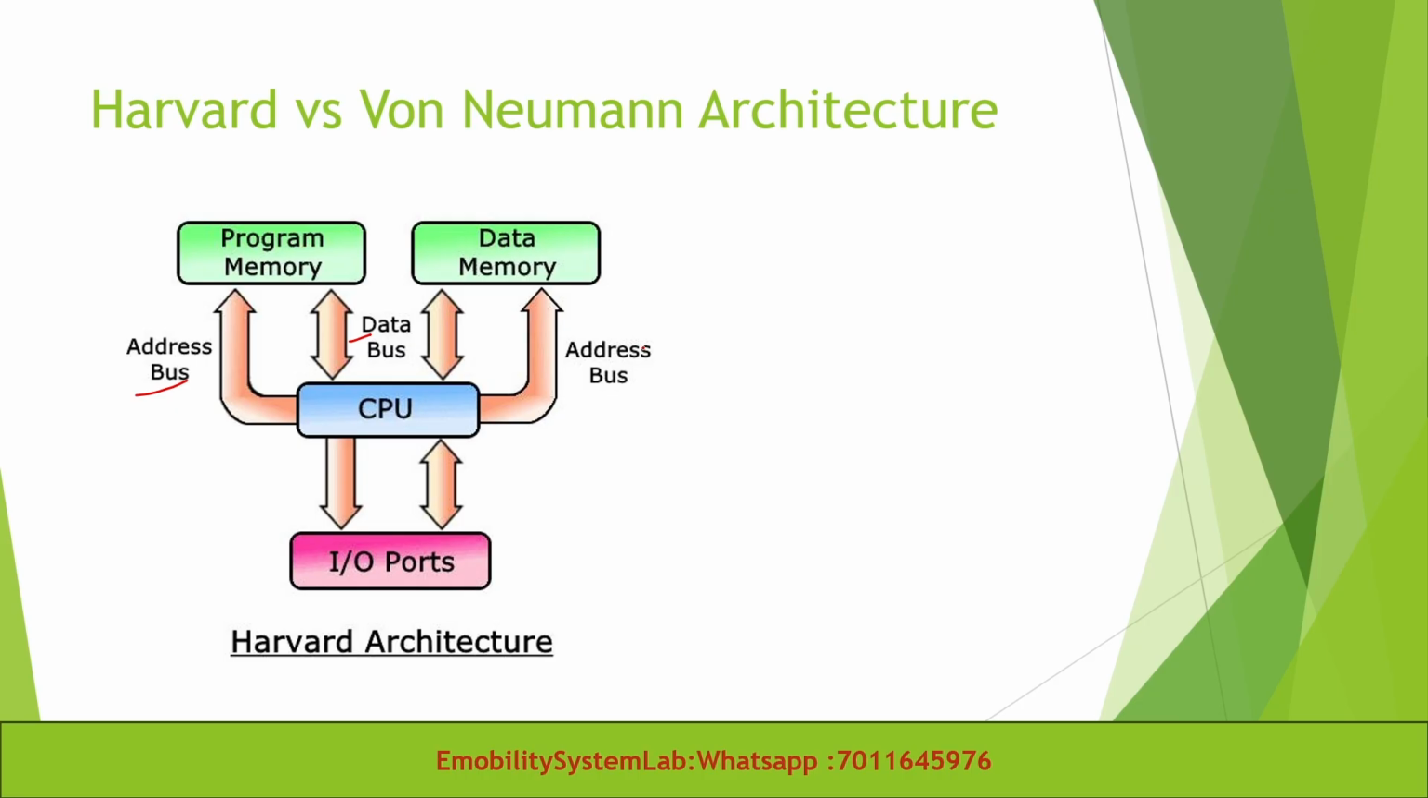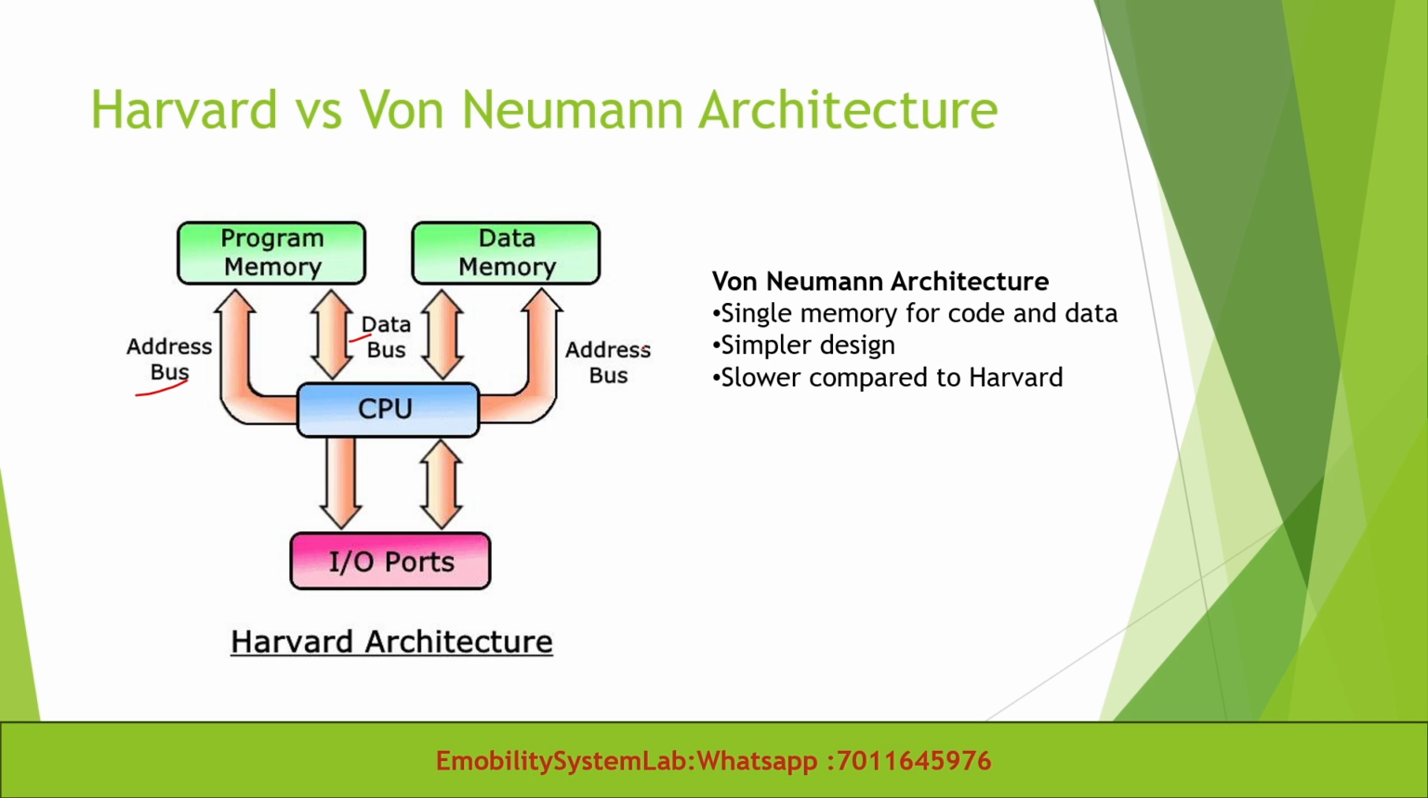Another is von Neumann architecture. In embedded systems we don't use von Neumann architecture because it has a single memory for code and data, and it is slower as compared to the Harvard architecture. This is also a very important question asked in interviews. Got it?